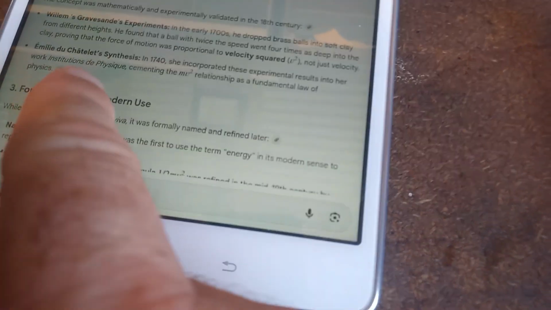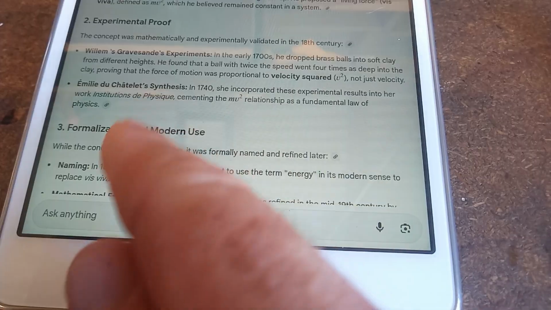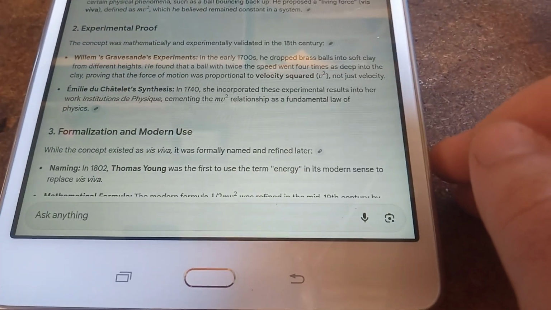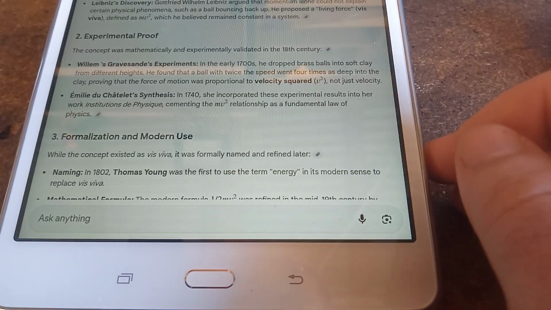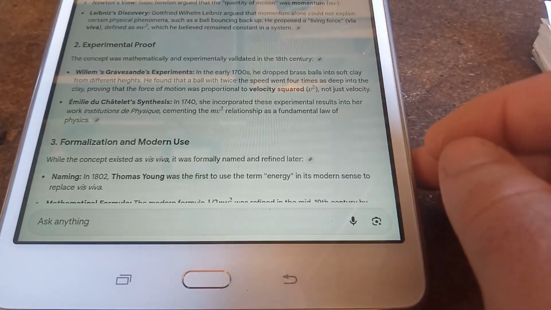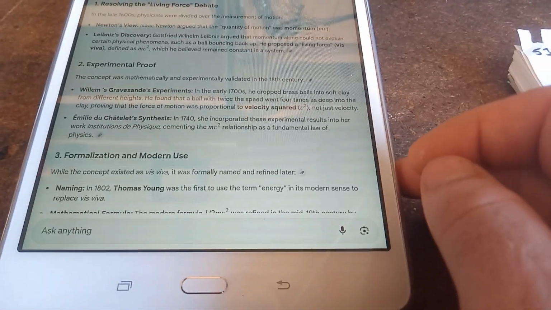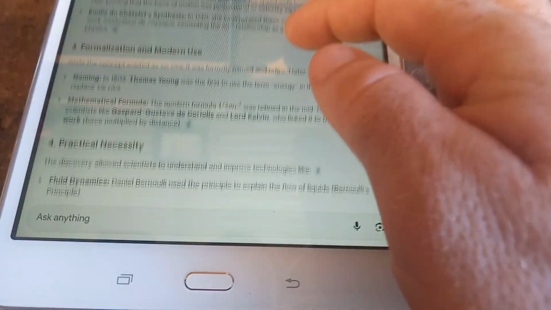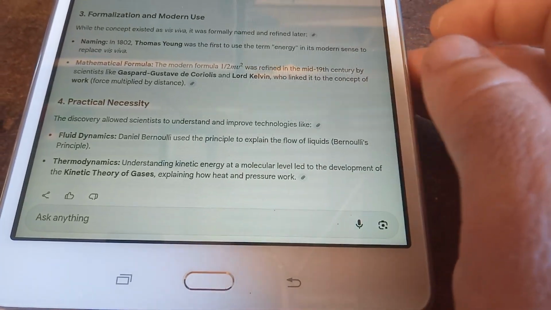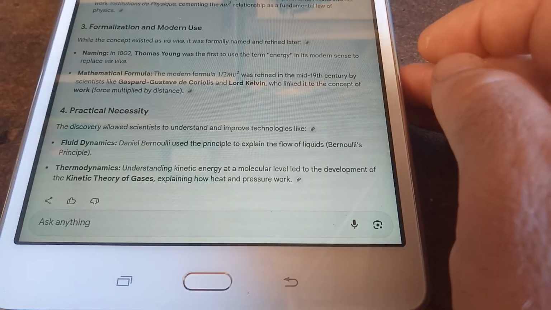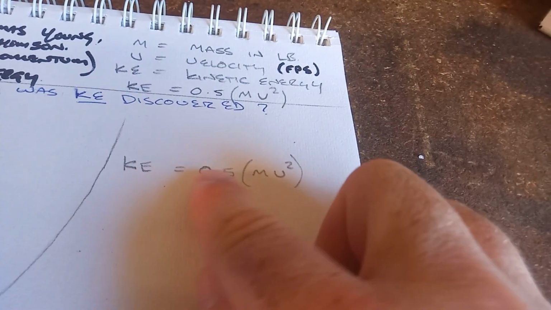Then you've got another name here, Emilie du Châtelet. In 1740, she incorporated these experimental results into her work, cementing the mass times velocity squared relationship as a fundamental law of physics. While the concept existed as vis viva, it was formally named and refined later. So this would be, we're going back to momentum here. This here would be the refining part that they're referring to.